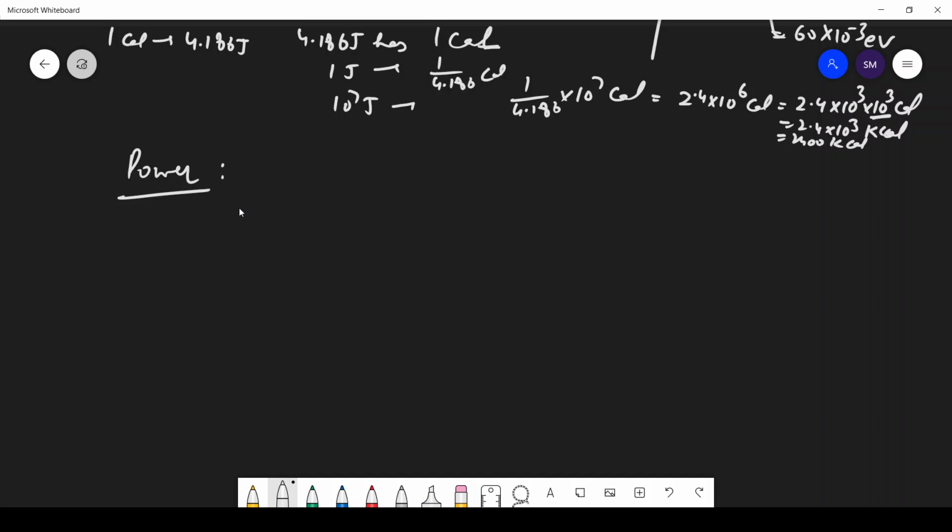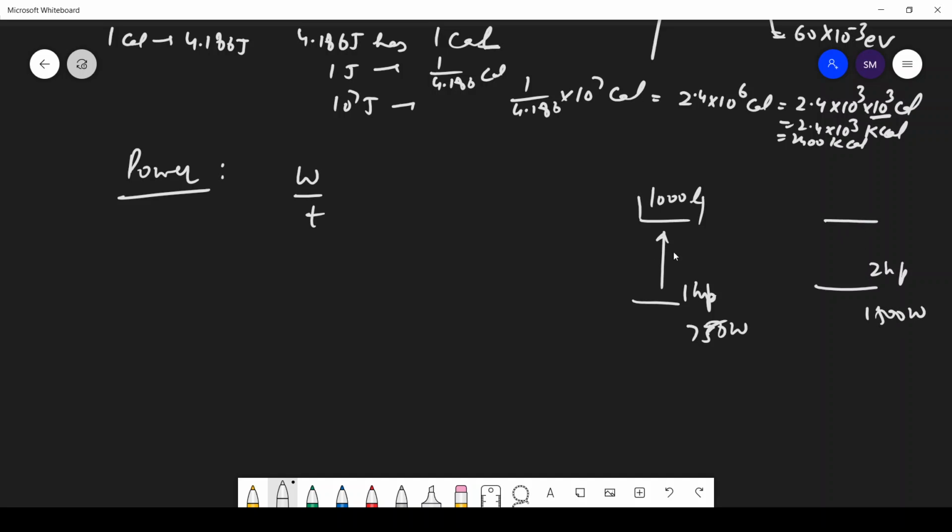So power, see, we studied work. Both the motors are doing the work, raising the water to the 1000 liter tank in your home, but this motor is 1 horsepower, 1 HP, 750 watt. That's the unit of power. Another motor is of 2 horsepower, that is 1500 watt. So suppose if it is filling the tank in 10 minutes, it might fill it in 5 minutes.